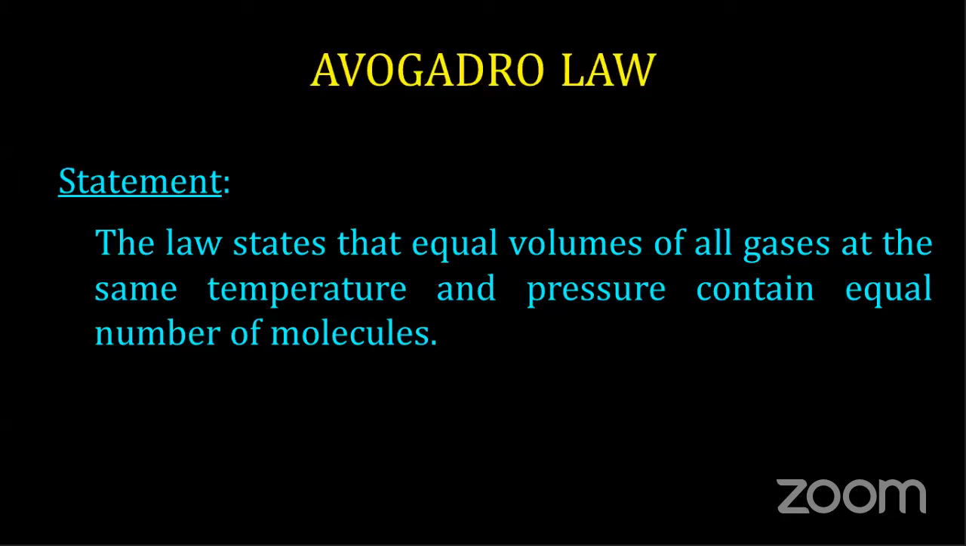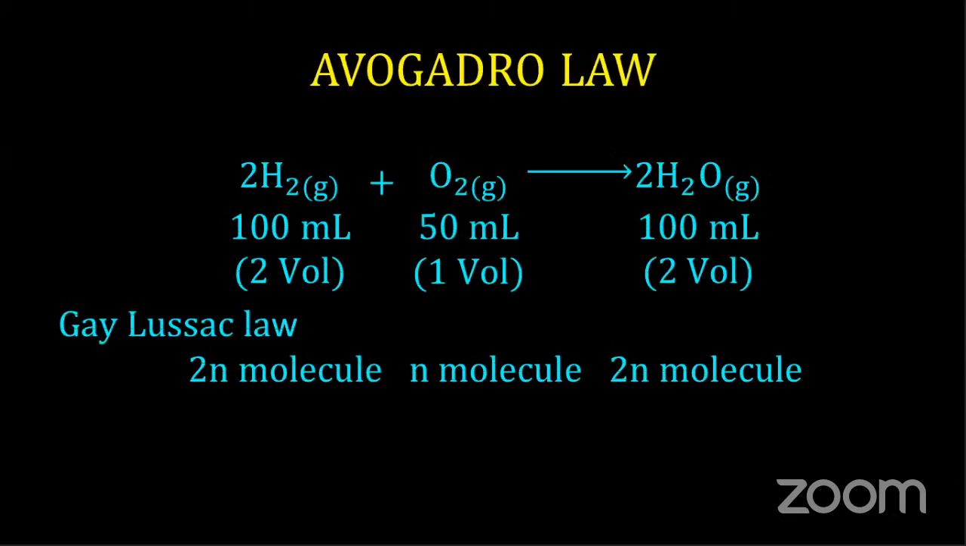And if you purchase another packet of the same type, in that packet also there will be the same number of pens, right? It doesn't happen that one packet has 10 pens, the second packet only 5 pens, 7 pens, 9 pens. No, as long as both the packets are sealed, both the packets are of the same company, the number of items remains the same. Exactly the same thing: equal volume of all gases contain an equal number of molecules as long as temperature and pressure remain the same.